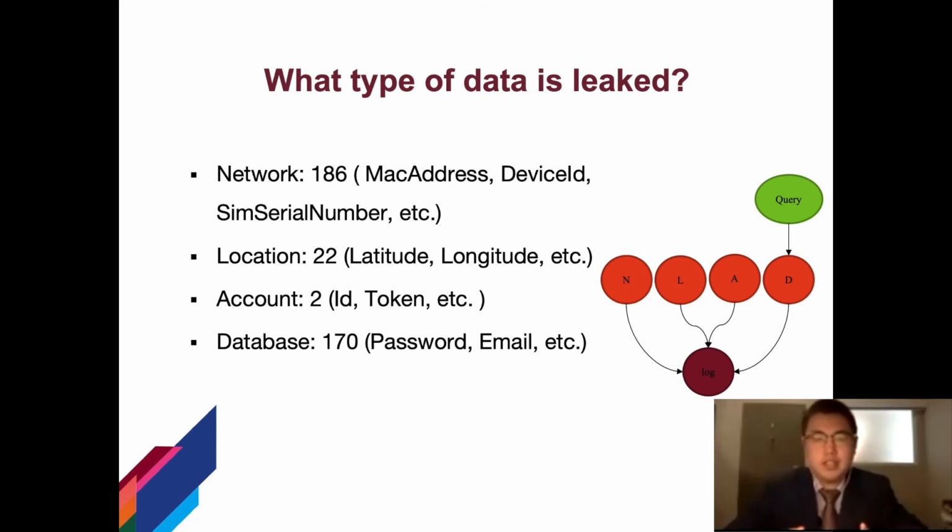After we check all the tainted paths, we analyze what kind of information is leaked. We find around 186 network information, including the MAC address, device ID, SIM number, and so on. 22 location information, including the longitude and latitude, and 2 account information, including ID and token. Then 170 database information, including password and email. Here we don't put password into account because when we check this tainted path, we find the password value comes from the database instead of the object account. So that's why we put it here.